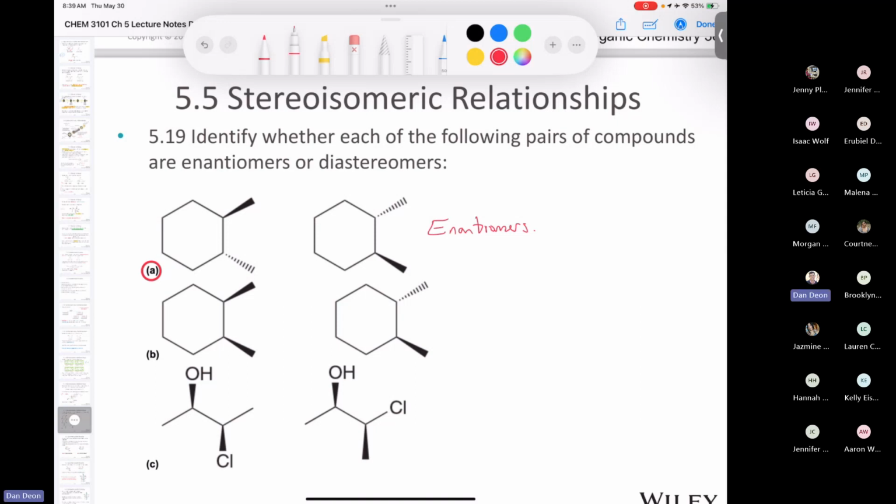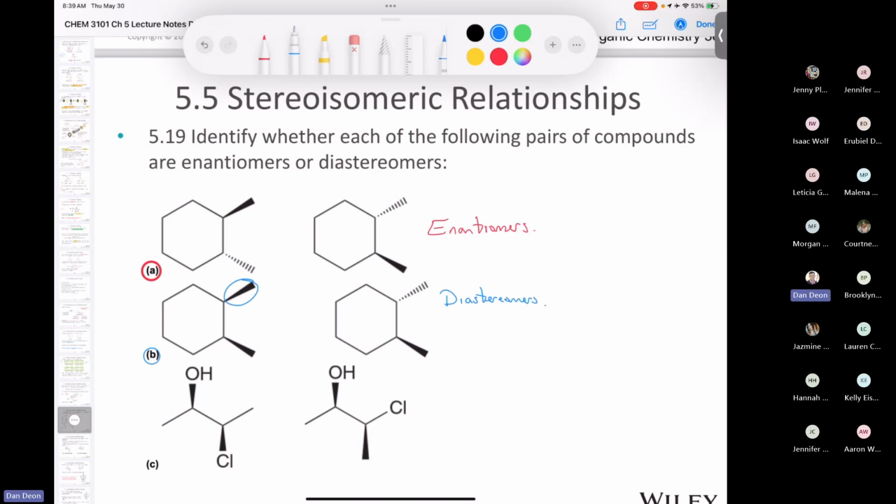Yep. Thanks. Yeah, the next two are diastereomers, aren't they, right? You can clearly see that one of the wedges is flipped to a dash, the other one remains unchanged. So they're stereoisomers, but they're not enantiomers, therefore they are diastereomers. So diastereomers.